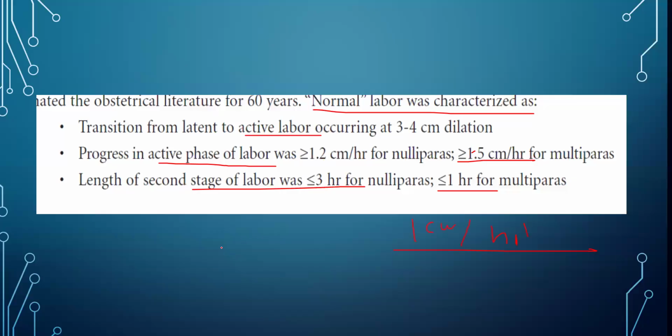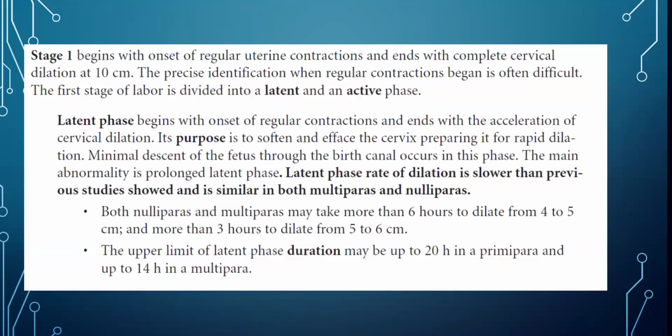So it basically means that, let's say 6 centimeter cervical dilation, then the active stage started. Then next hour it should be 7 centimeter, then next hour 8 centimeters. So at least every hour 1 centimeter dilation should happen. The second stage of labor should be less than 3 hours for nulliparous and less than 1 hour for multiparous. So stage 1 starts with uterine contraction and ends with complete cervical dilation at 10 centimeter.